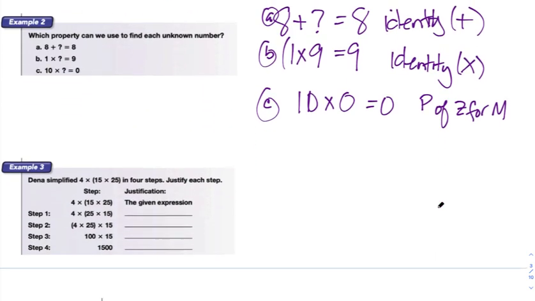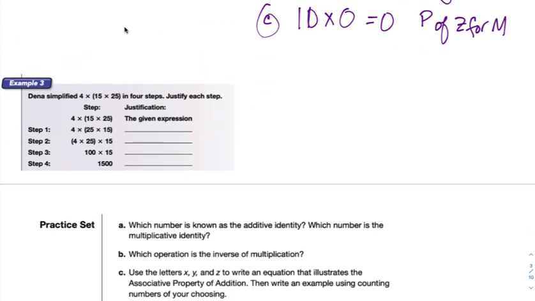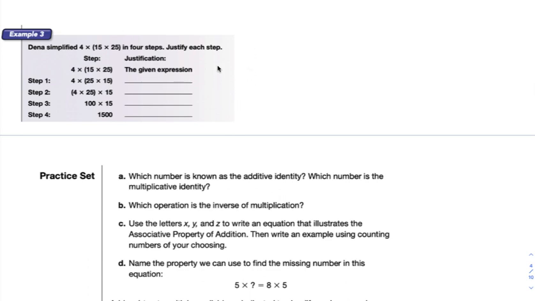All right, let's look at this next. So looking at example 3 over here, we're going to use the new properties that we discussed to justify each step of this solution. Now, I'm going to be honest with you.